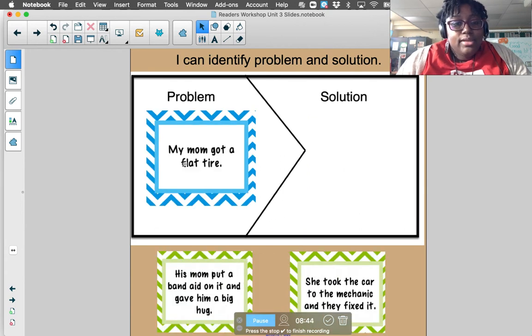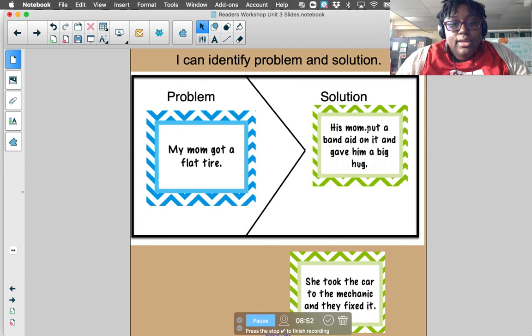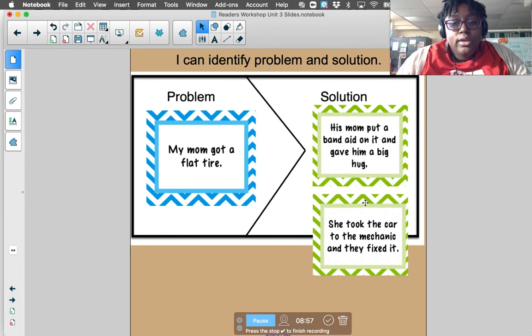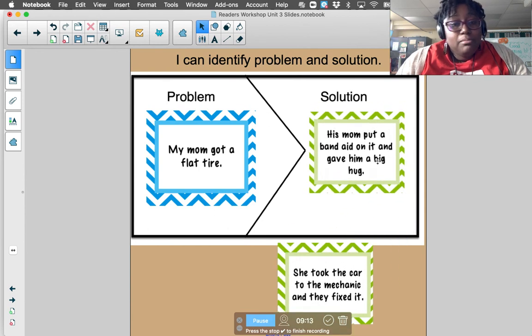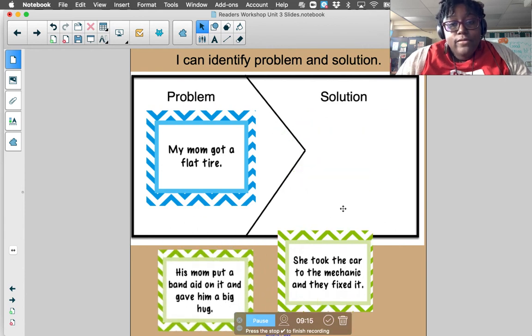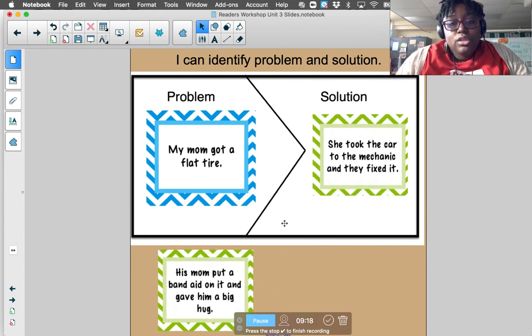Let's look at another one. It said, my mom got a flat tire. Oh no. Let's find a solution. His mom put a Band-Aid on it and gave him a big hug. Or she took the car to the mechanic and they fixed it. Which solution fits with the problem? Well, mom putting a Band-Aid would be a solution, but not for this story. For this story, the solution is she took the car to the mechanic and they fixed it.